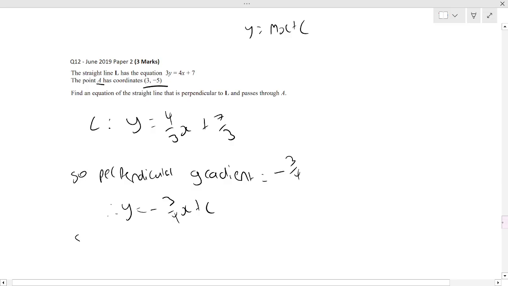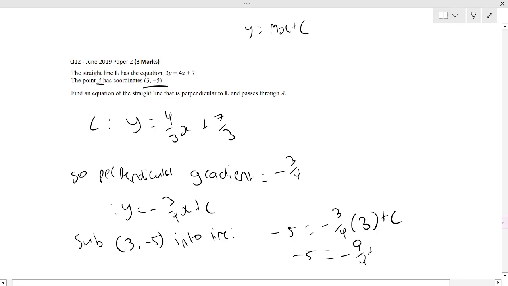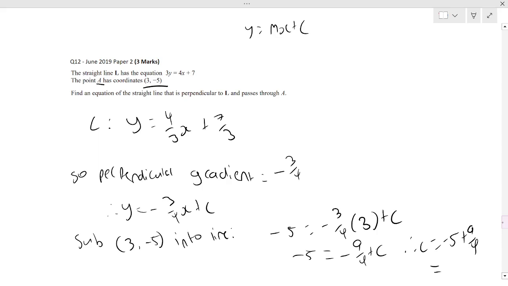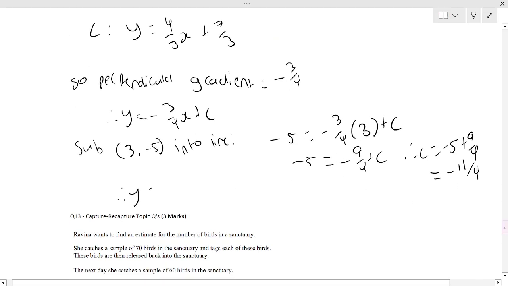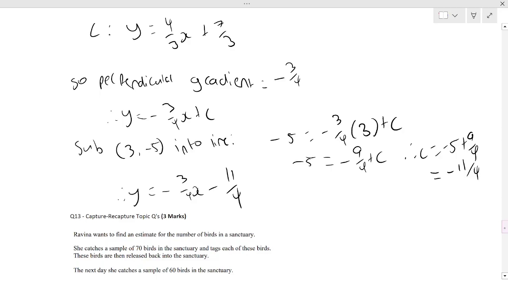We need a point to find c, and we know a point, A. So we're going to substitute 3, minus 5 into the line equation that we just found. y is minus 5, so minus 5 equals minus 3/4 times 3, add c. We can simplify to minus 5 equals minus 9/4, add c. Therefore c is minus 5 add 9/4, which is minus 11/4. Now we've found our missing values m and c, so the equation of the line perpendicular to L and passing through A is y = minus 3/4 x minus 11/4. Great.